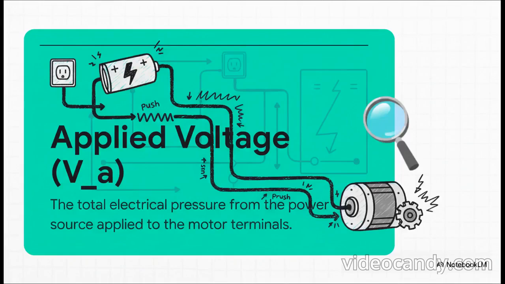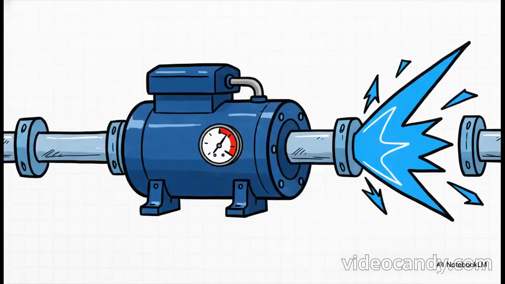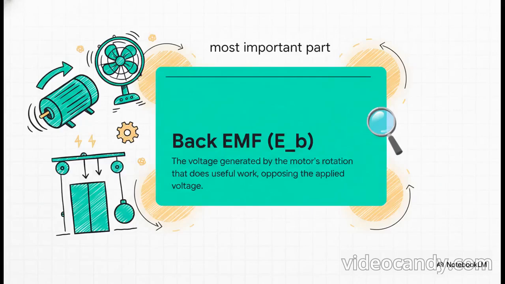First up, VA, the applied voltage. Easiest way to think about this, it's the total electrical oomph you're getting from your power source. You know, the battery, the plug in the wall, it's the total power you've got to play with. So in our water world, this is super straightforward. VA is just the total pressure the pump is creating. It's the maximum push driving all that water through the pipes. Easy, right?